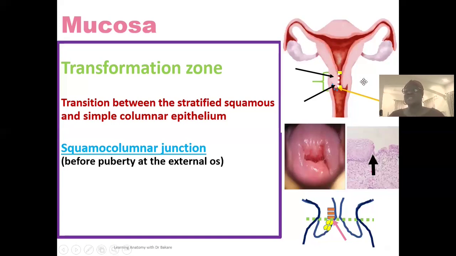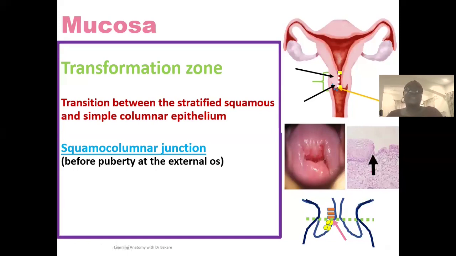Remember, we already described the internal os and external os in our previous slide, marking the superior and also the inferior limit of the endocervical canal. This is where we have the endocervical canal here, and superiorly it is limited by the internal os, while inferiorly it is limited by the external os. So the point where we have the external os is what tallies to the transformation zone. And this is seen before puberty.